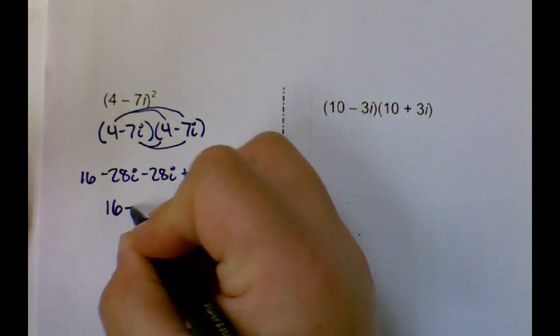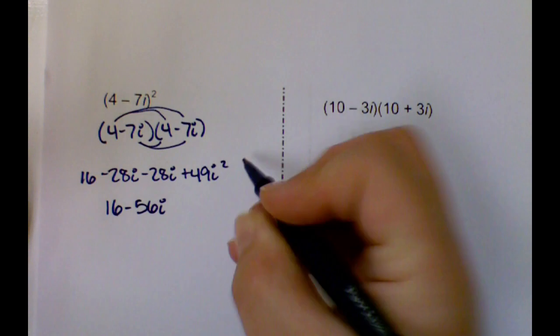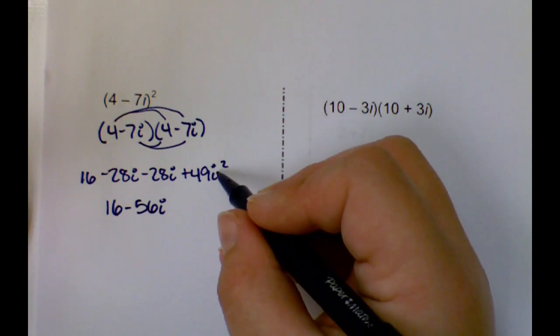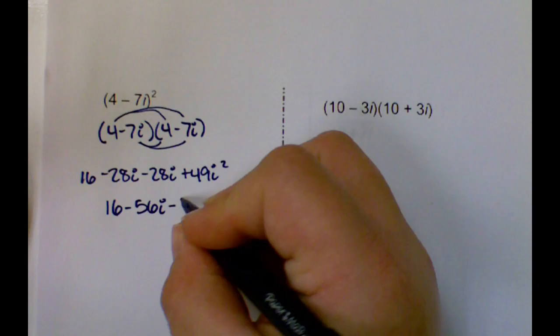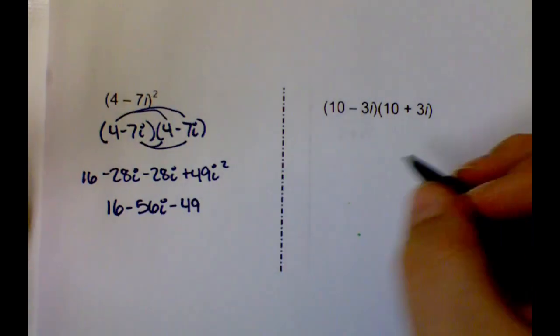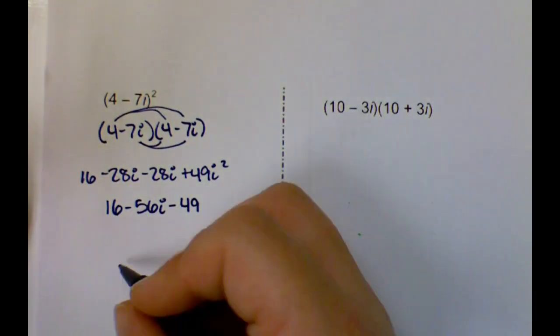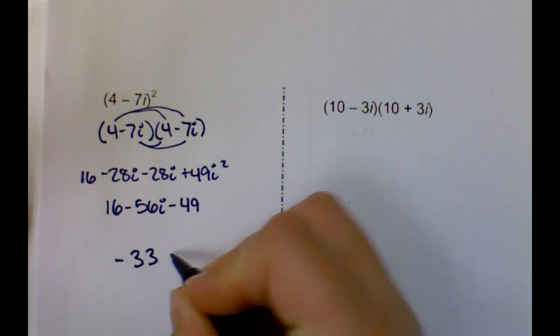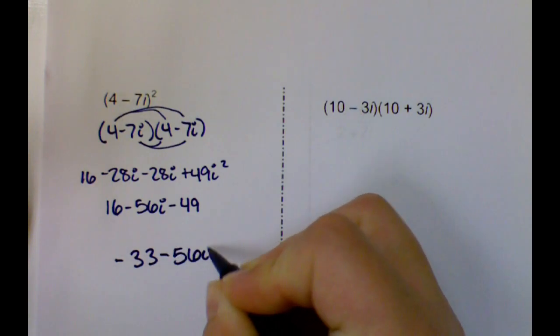That gives me 16 minus 56i. But please remember, i squared is negative 1, so that turns my plus 49 into a minus 49. And when I combine 16 minus 49, I get negative 33 minus 56i.